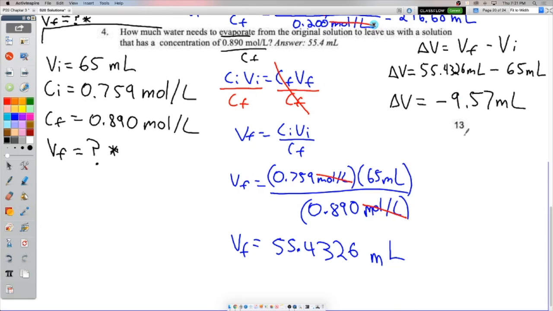Oh, wow. Look at this. There's a mistake in the answers. Good thing I caught that. Look at that, answer 55.4 mL. It looks like I fell for my own trick. So don't be me, right? VF equals 55.4 and I went and put a box around it. That's not the answer, right? No. This is the answer.